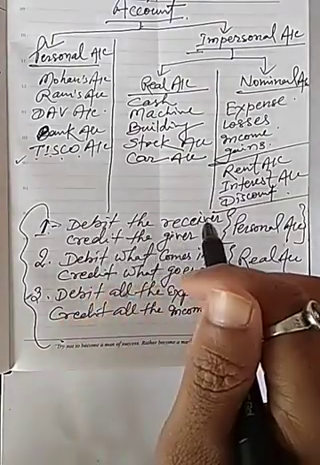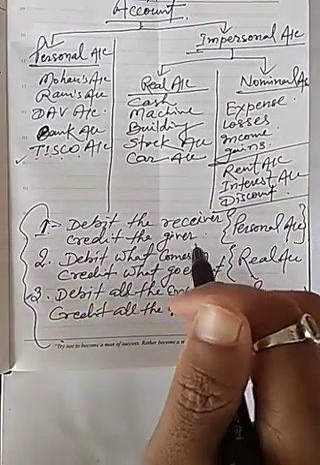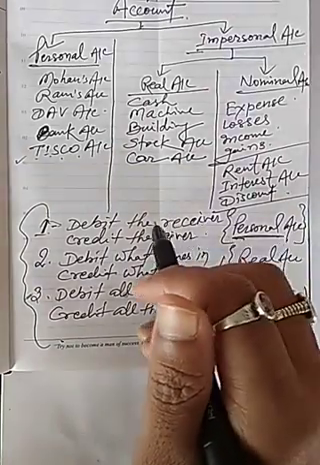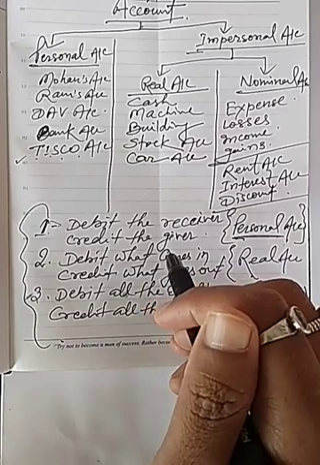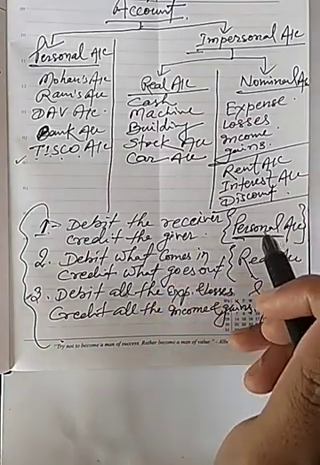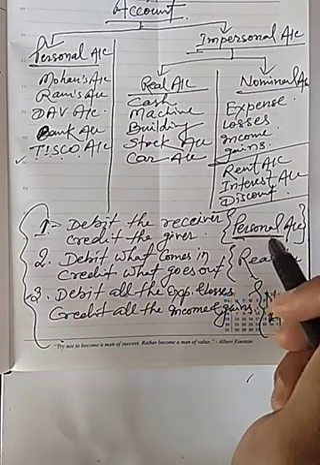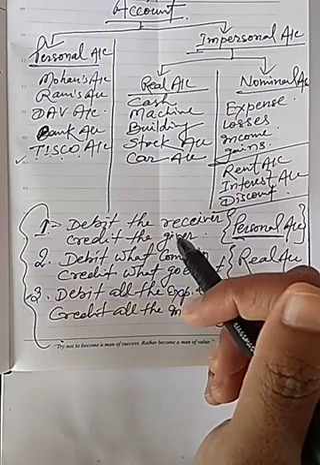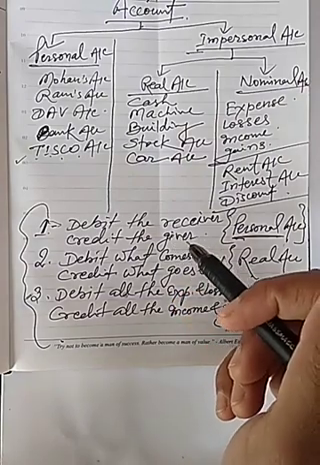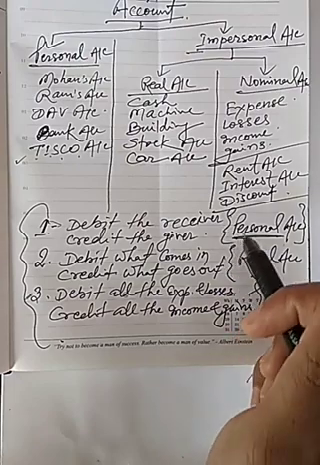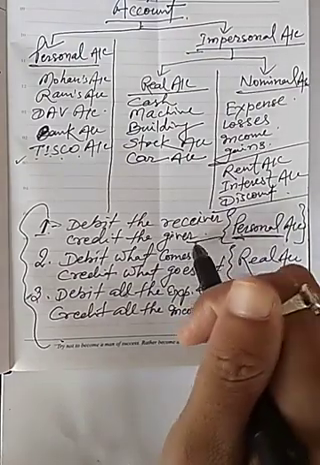Debit the receiver and credit the giver. This is related to personal account because the receiver and giver will be some person or some form. It cannot be a machine, receiver and giver. So this is related to personal account.